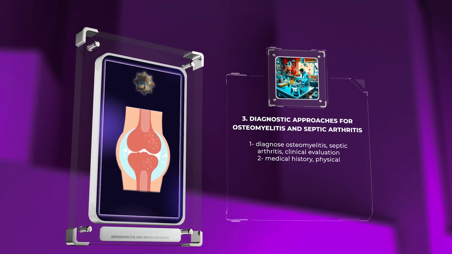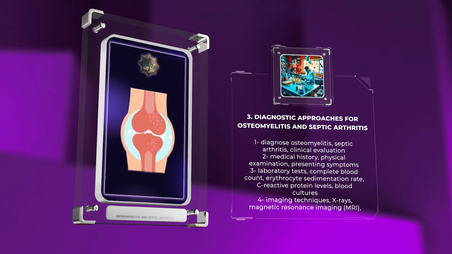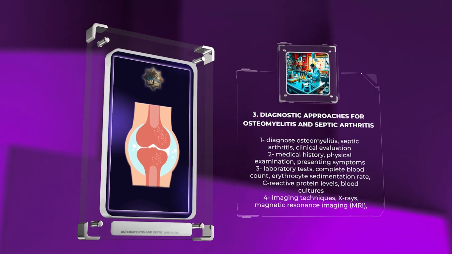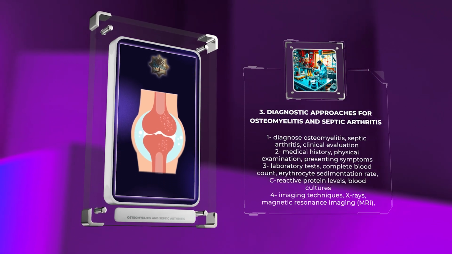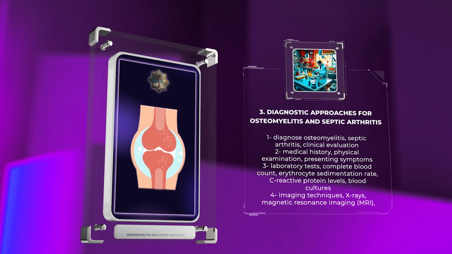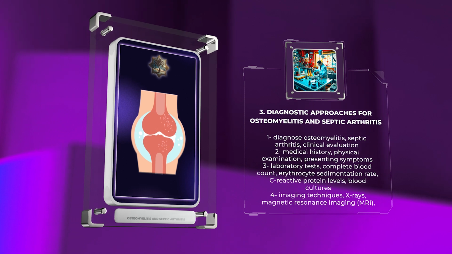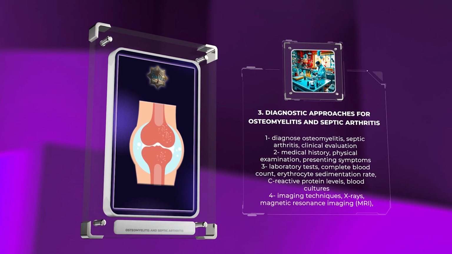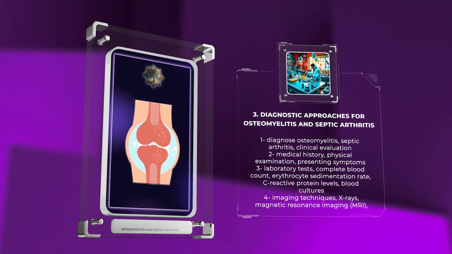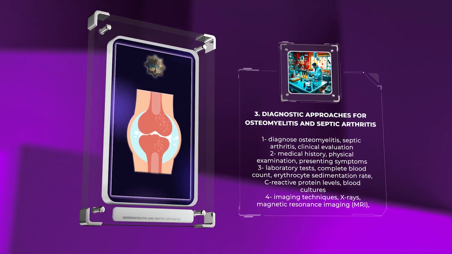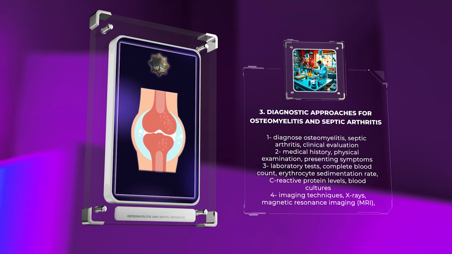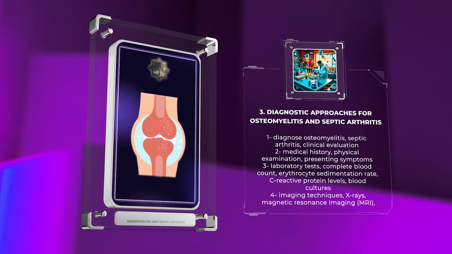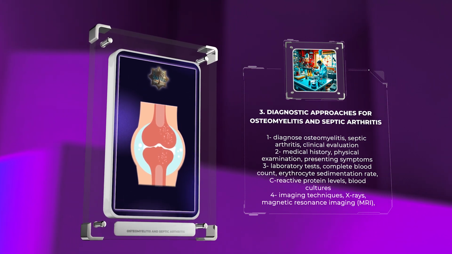To diagnose osteomyelitis and septic arthritis, a thorough clinical evaluation is crucial. This includes a detailed medical history, physical examination, and analysis of presenting symptoms. Laboratory tests such as complete blood count, erythrocyte sedimentation rate, C-reactive protein levels, and blood cultures can aid in the diagnosis. Imaging techniques such as X-rays, magnetic resonance imaging, MRI, and bone scans are also important tools for identifying bone and joint abnormalities associated with these infections.